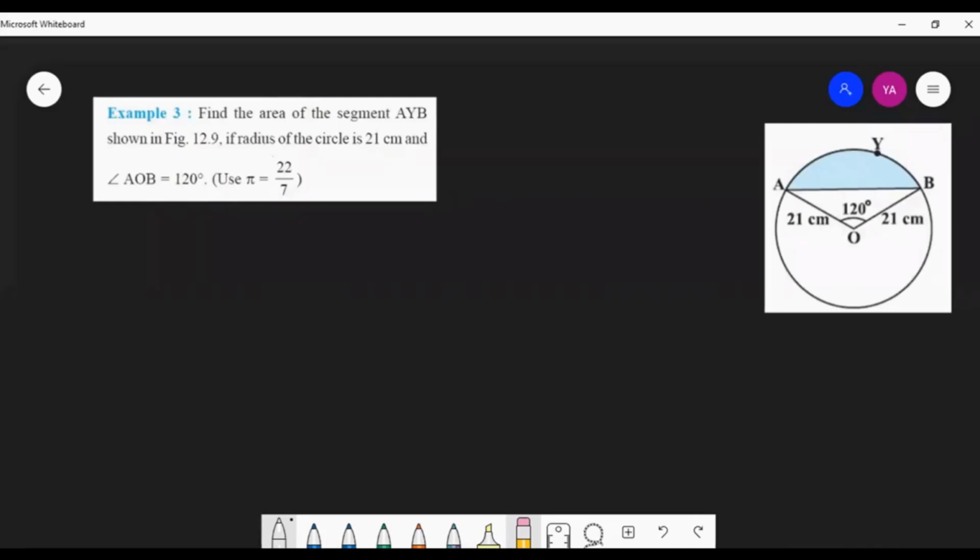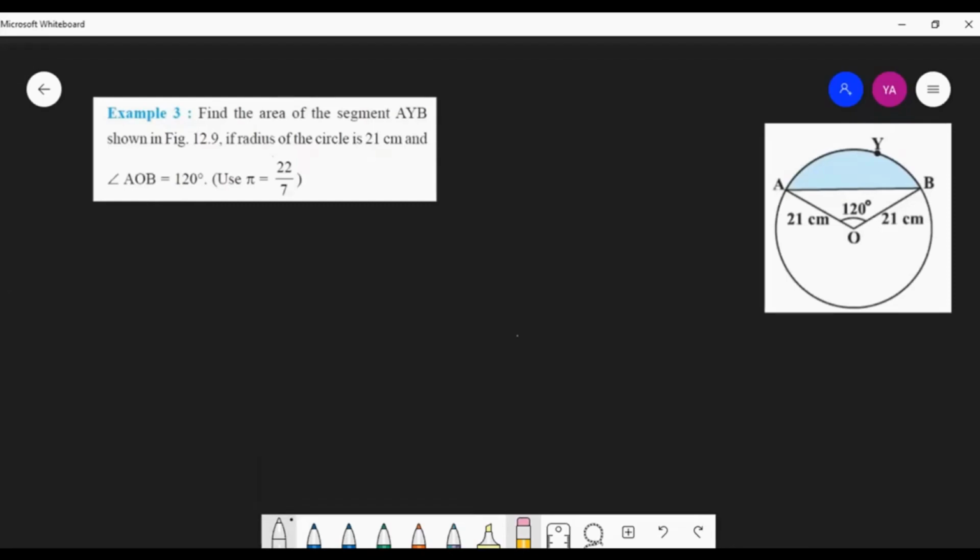So we can apply the formula: area of the segment is equal to area of the corresponding sector minus area of the triangle. Here the area of the sector is very simple, but the area of the triangle will be a little bit difficult because we want to apply trigonometric ratios. Okay, we can do that here.